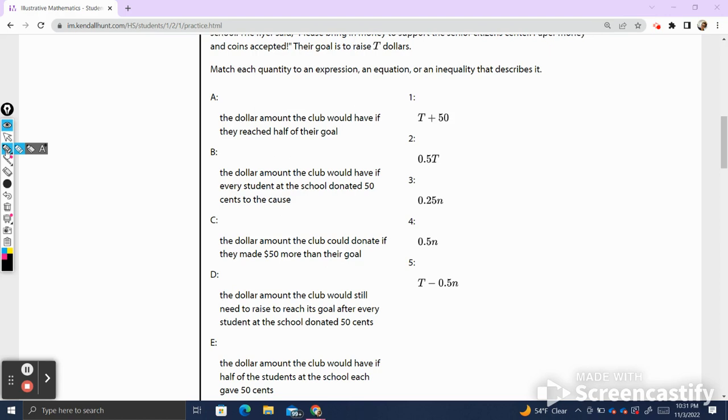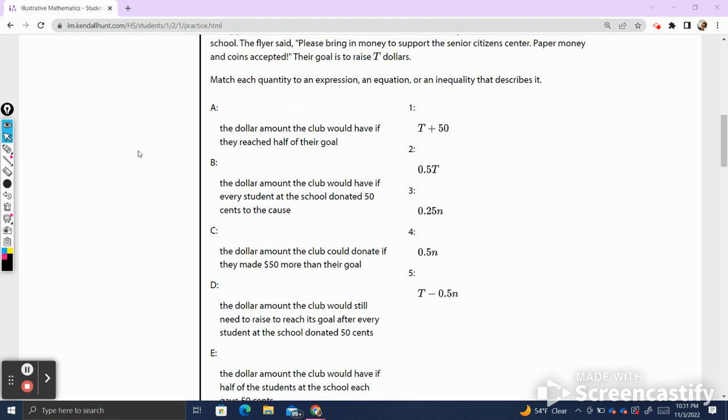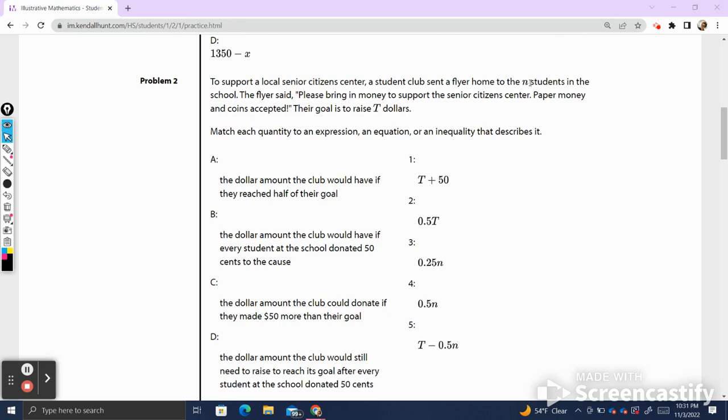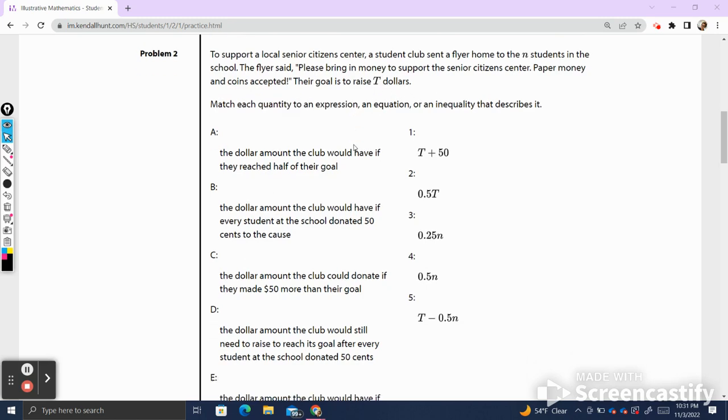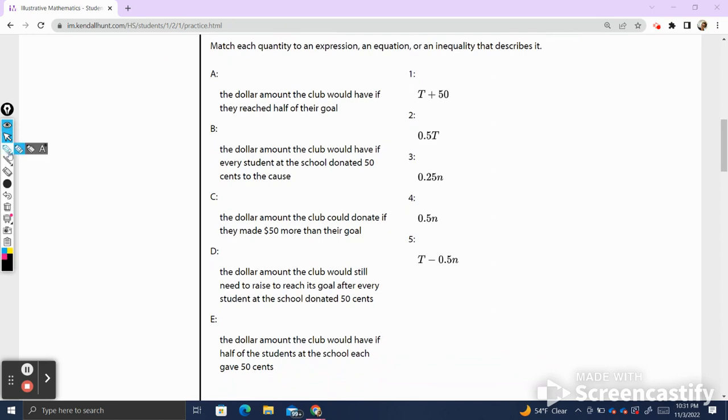So let's go ahead and start by identifying our variables. Looking back at the problem, I first noticed that N represents the number of students and T represents the number of dollars. I'm going to write this down on the side. So, N represents the number of students and T represents money in dollars. The quantity of dollars is important because dollars can be counted in cents or it could be counted in dollars. Let's go ahead and skip matching.